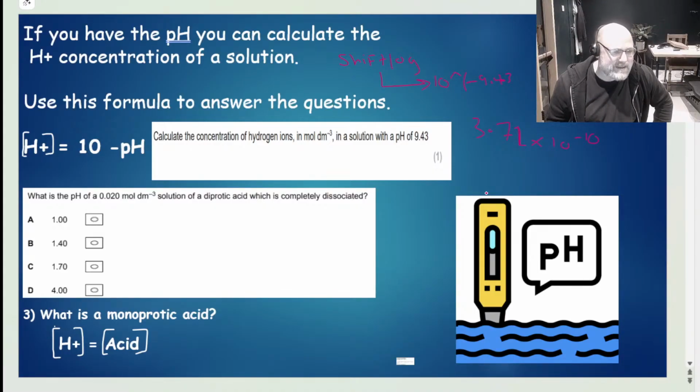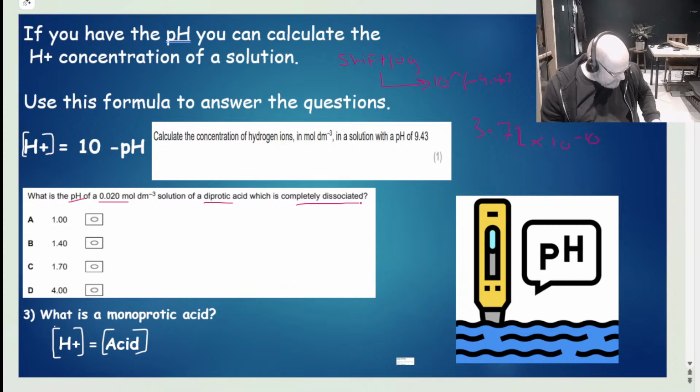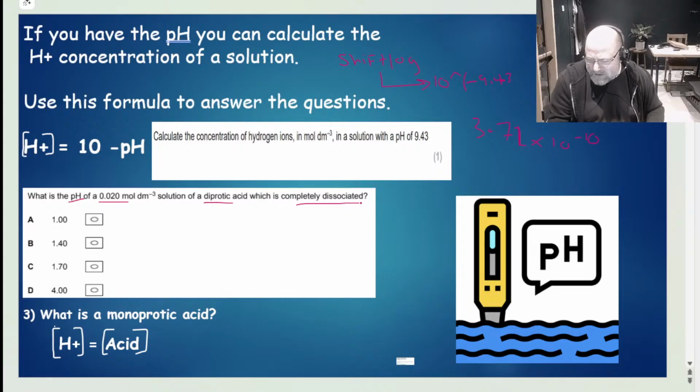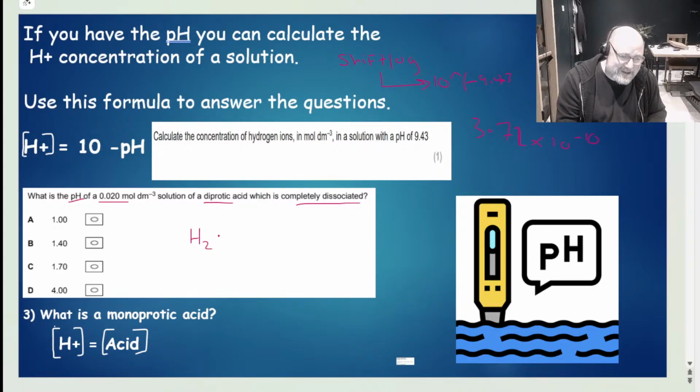So easy peasy. Right, what is the pH? Let's try this one. What is the pH of a 0.02 mole per decimeter solution of a diprotic acid which is completely dissociated? Now that means it's a strong acid. Remember, strong acids completely break apart. They completely dissociate. Diprotic, by the way, means 2 protons.